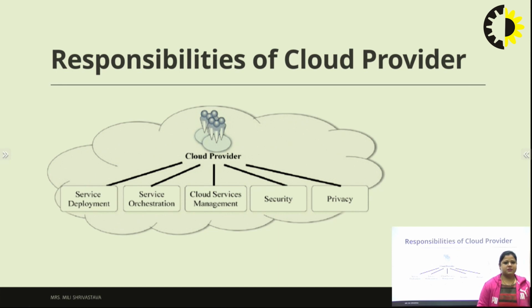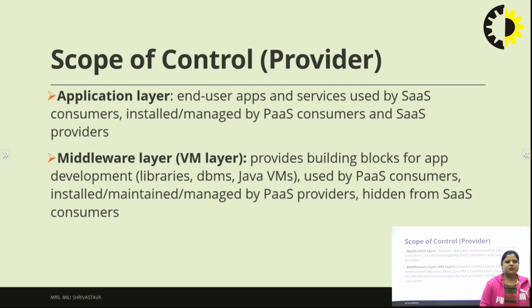So, what is the scope of control? Application layer: end user apps and services used by software as a service consumers, installed and managed by platform as a service consumers and software as a service providers. Middleware layer, VM layer, virtual machine layer: provides building blocks for app development, libraries, DBMS, Java, virtual machines used by platform as a service consumers, installed, maintained, and managed by platform as a service providers, hidden from software as a service consumers. So, this is the scope of control.